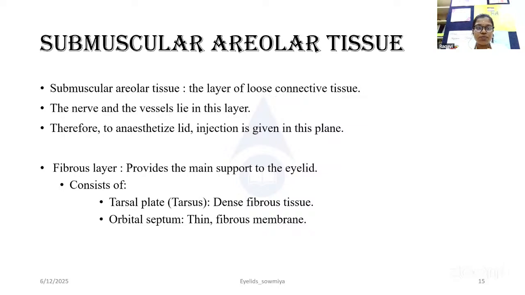Submuscular areolar tissue, the layer of loose connective tissue. The nerves and the vessels lie in this layer. Therefore, to anesthetize the lid, the injection is given in this place.